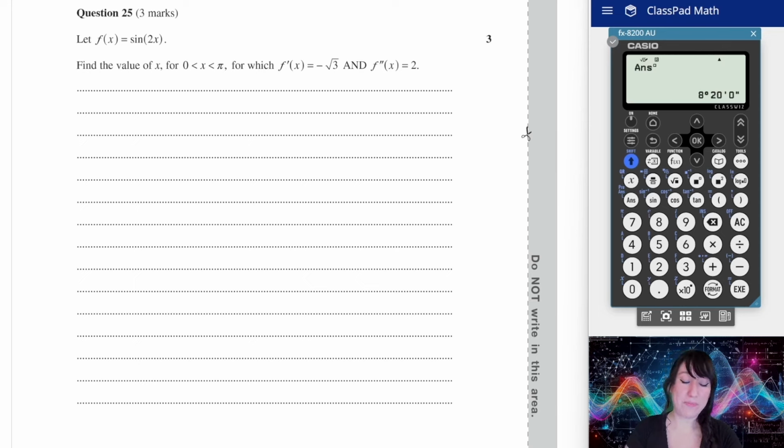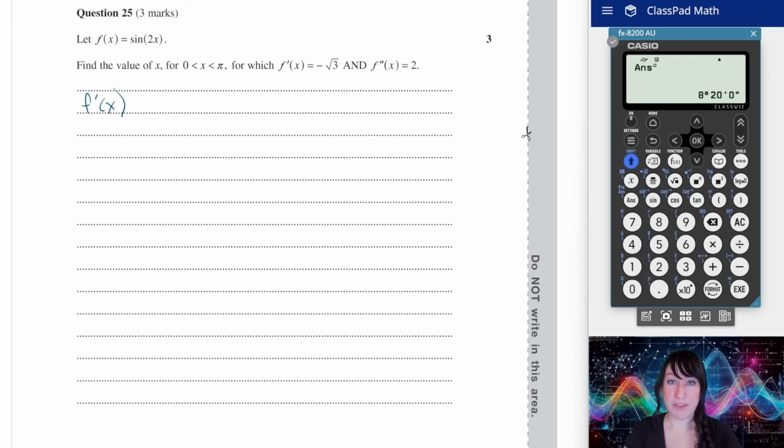Question 25. Let f of x equal sine 2x. Find the value of x for x between 0 and pi, for which the derivative of f of x equals negative root 3, and the second derivative of f of x equals 2. So let's start with the derivative of f of x.